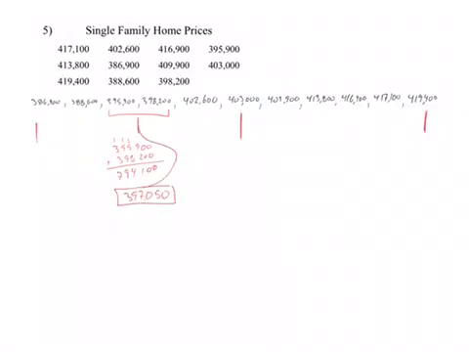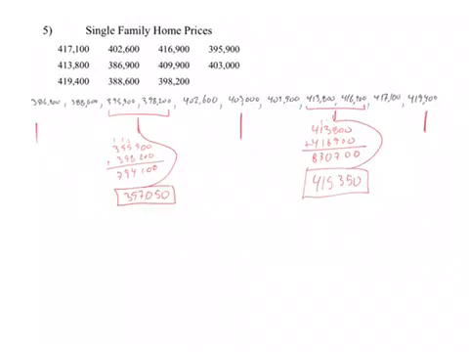It goes there. We do something similar here between those two. That's our upper quartile. So we're going to say 413800 plus 416900. And take that number and divide by 2. That would be 415350. So this is that upper quartile there.